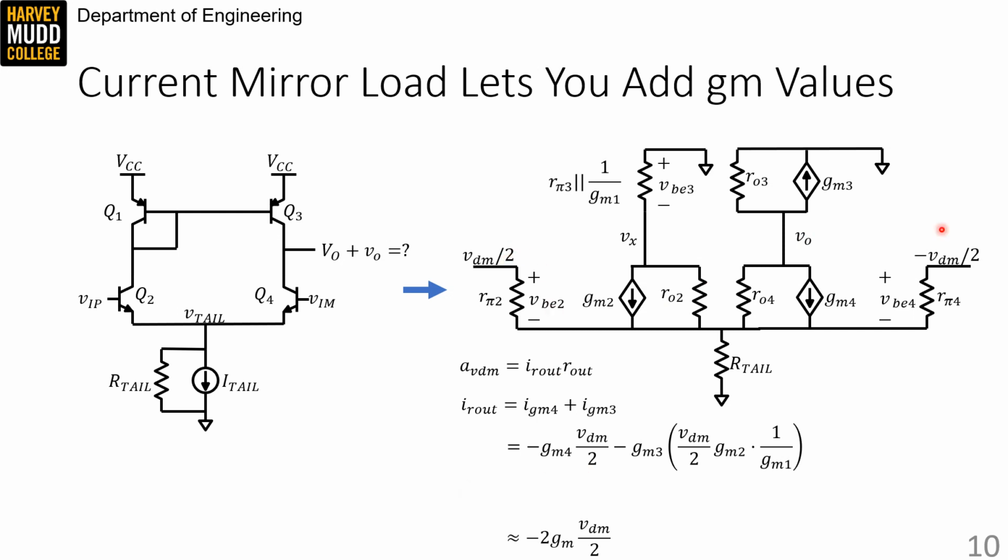The GM4 current is easy enough to calculate. Our input is still differential, which means the tail node is still a differential ground, and so GM4 is being controlled just by minus VDM over 2. And we put an additional minus sign here because the current is being sucked out of the VO node.